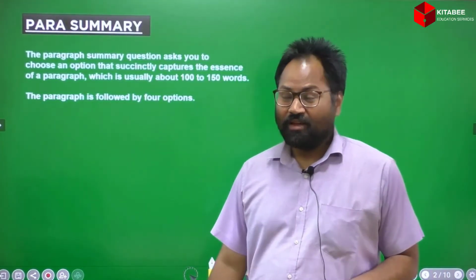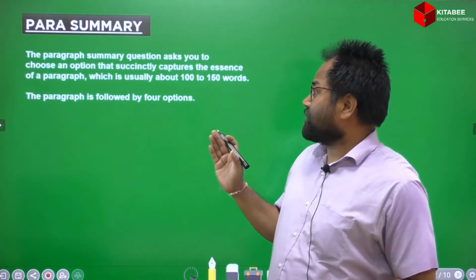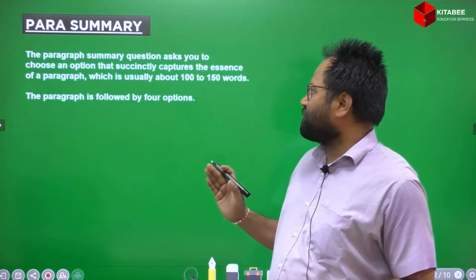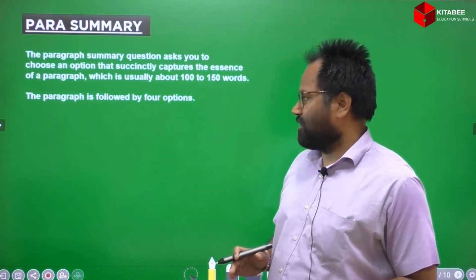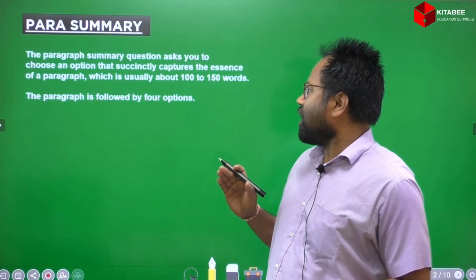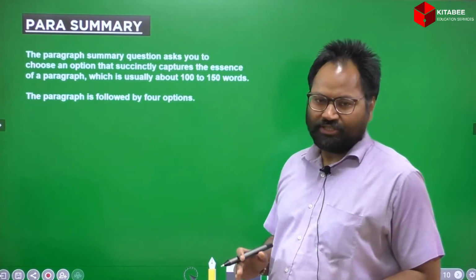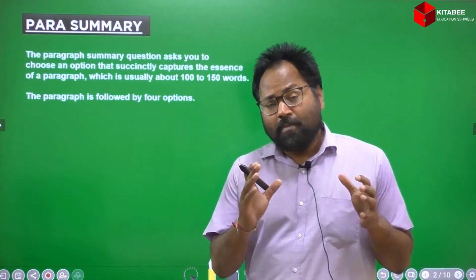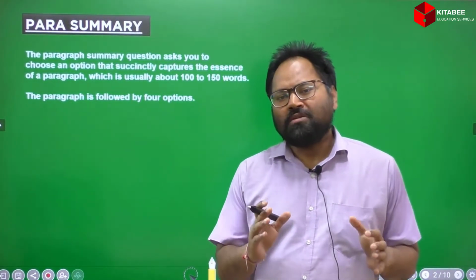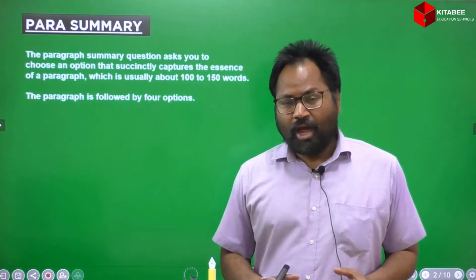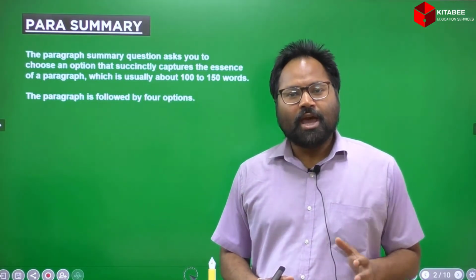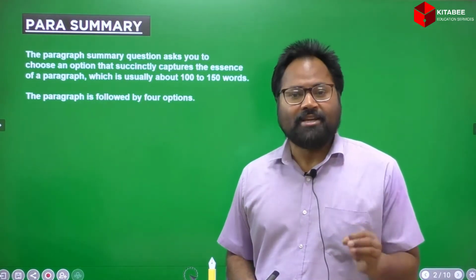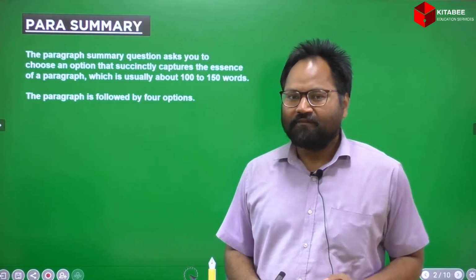The paragraph summary question asks you to choose an option that succinctly captures the essence of a paragraph, which is usually about 100 to 150 words. The paragraph is followed by 4 options. Guys, you get a paragraph that's about 100 to 150 words, and you get the 4 options, and out of the 4 options you have to choose an option that correctly summarizes the given paragraph.